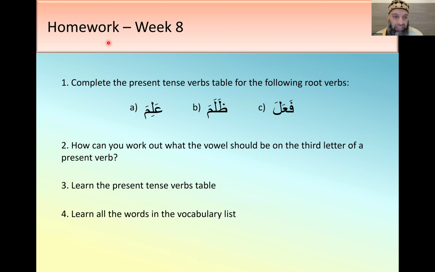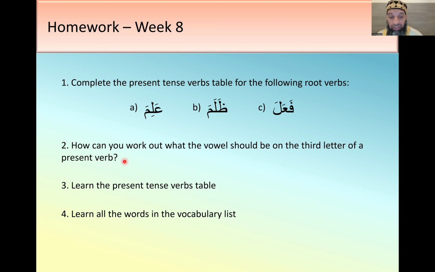And we're just ending off now with this. Complete the present tense verb table for the following. So I want you to fill in the present tense. So this one is going to become ya'lamu, ya'lamuna, ta'lamu, ta'lamuna, a'lamu, na'lamu. Okay, I'm giving you the answers. This one's going to become yadlimu, yadlimuna, etc., and yaf'alu, yaf'aluna, etc. How can you work out what the vowel should be on the third letter of a present verb? So the answer is, I'm just giving you the answers.